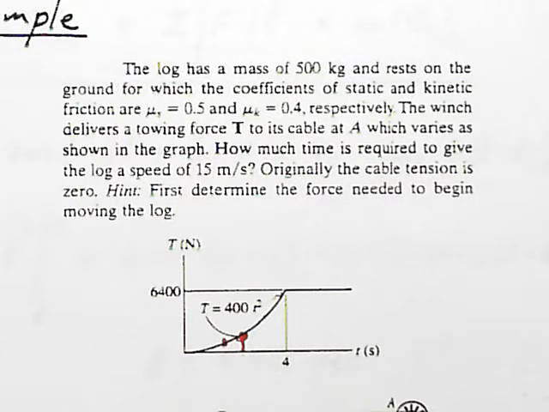It says the log has a mass of 500 kilograms and rests on the ground, for which the coefficients of static and kinetic friction are mu equals 0.5 and mu equals 0.4 respectively. The winch delivers a towing force T to its cable at A, which varies as shown in the graph. How much time is required to give the log a speed of 15 meters per second? Originally, the cable tension is 0. Hint: first determine the force needed to begin moving the log. That'd be that break free point, at which rope tension equals mu static times N.